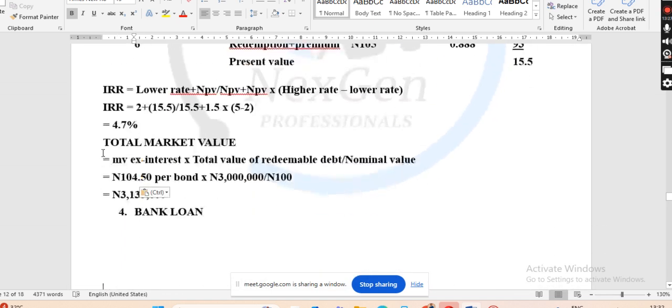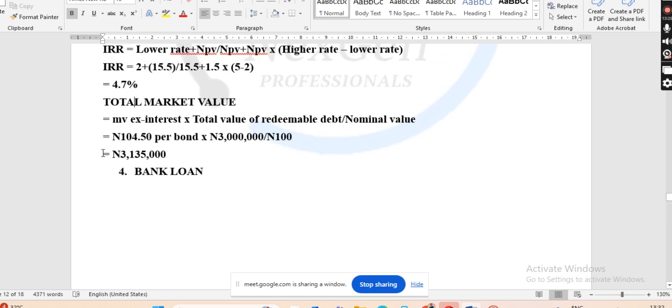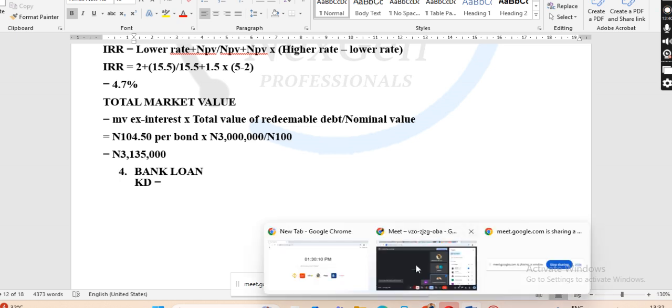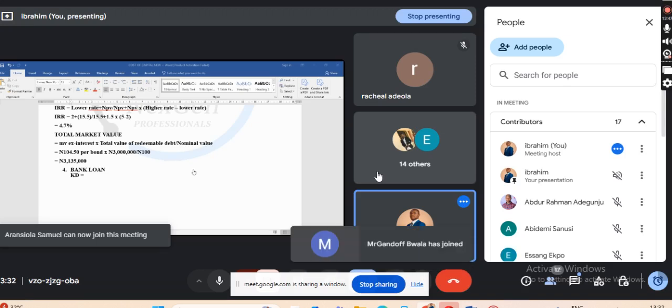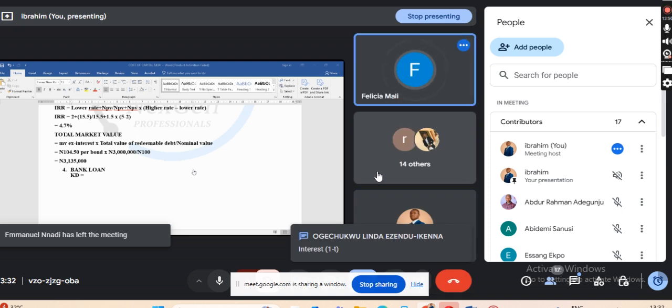So bank loan. Now, who can give me the formula for calculating the cost of debt for bank loan? Cost of debt equals to, who can give me the formula? Interest, open bracket, 1 minus tax rate.